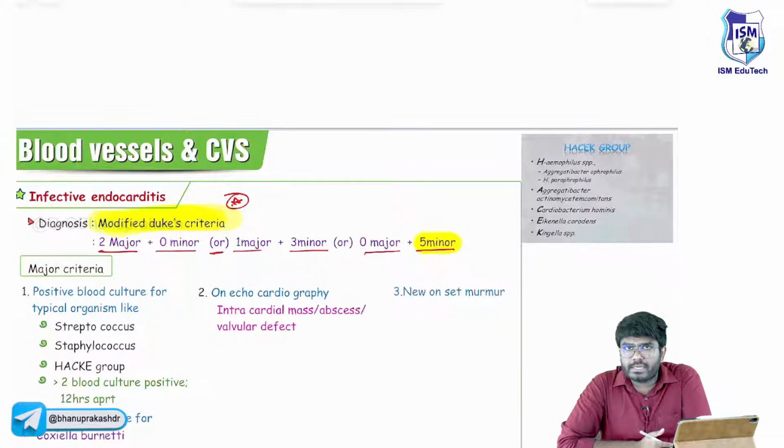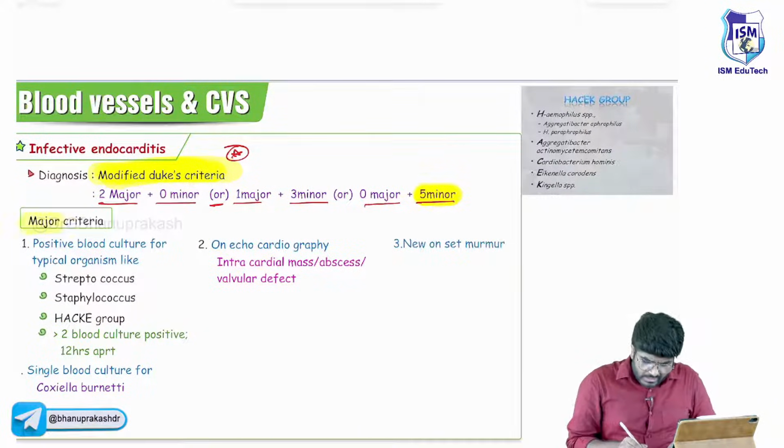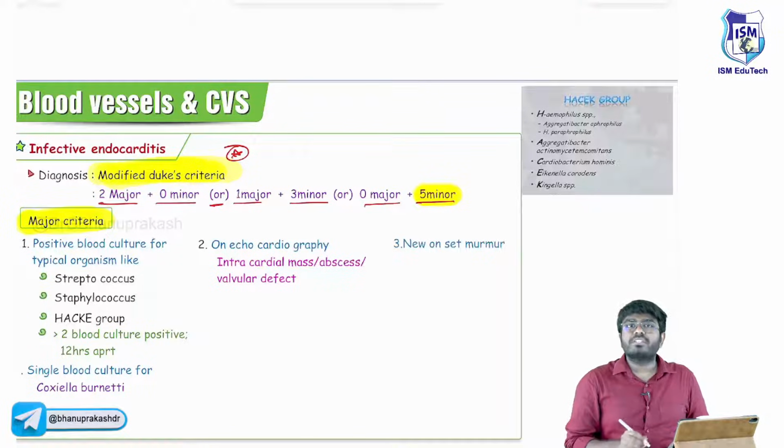So just tell me, what is the criteria used for the diagnosis of infective endocarditis? It's the modified Duke's criteria. According to it, there should be at least two major criteria, or one major with three minor, or zero major with five minor criteria, in order to make the diagnosis of infective endocarditis. Now, without any further delay, let's discuss the major criteria. What are the major criteria, sir?